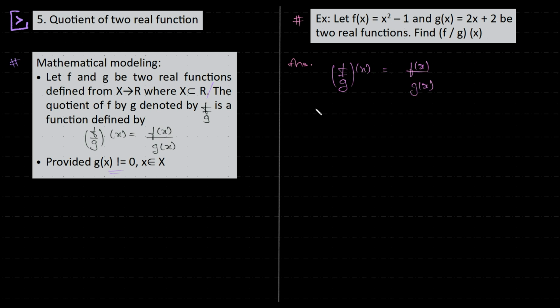This is f(x) divided by g(x). So this is nothing but x square minus 1 divided by 2x plus 2. Okay. So what is the identity over here? Yes, we are looking at a square minus b square. So I can rewrite this as (x minus 1) into (x plus 1). And in the denominator, what can I do? Yes, I can take 2 common and I have x plus 1. So this further can be simplified as x minus 1 by 2.